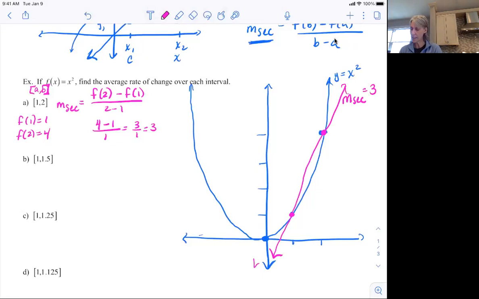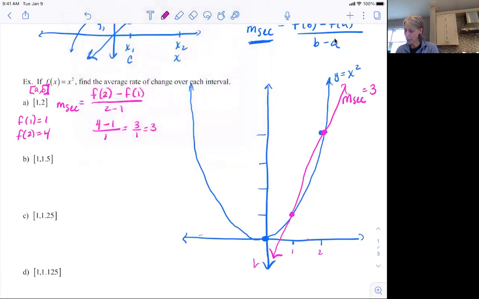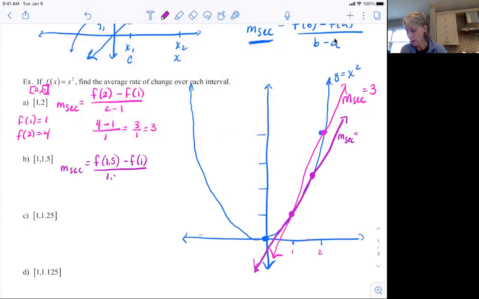Now, instead of going from 1 to 2, let's find the slope between 1 and 1.5. So I'm going to be at that point, and 1.5 would be about there on my curve. Let's draw the line first. So this time, we want to find the slope of that line. Well, again, a, b. The slope of this secant line is going to be f of 1.5 minus f of 1 over 1.5 minus 1.